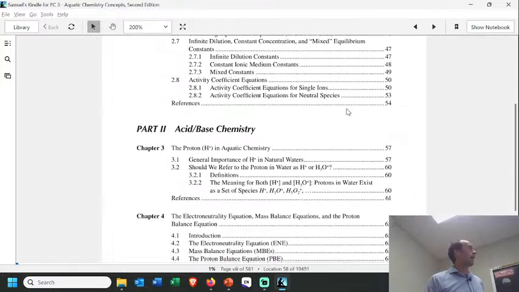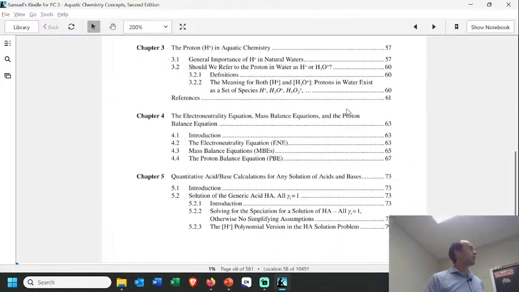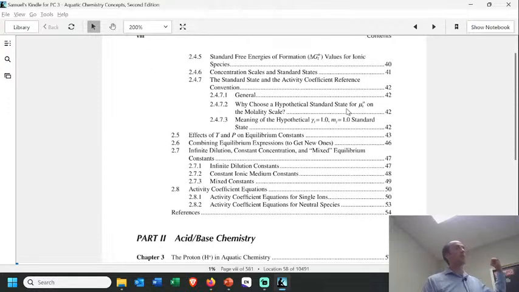Part 2 is the acid-base chemistry. So the way I have it schemed so far in my mind is the first exam will cover parts 1 and 2 here, where part 1 is mostly review. Probably have a homework on part 1 and then a homework on part 2.